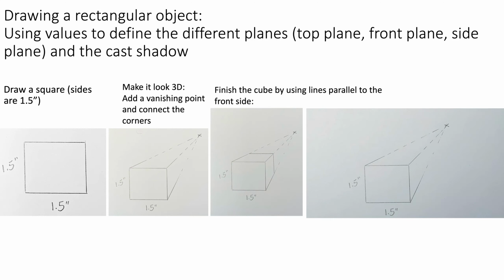Then we are going to make our cube look 3D. This is the second image. Draw a little X in the right top corner. This is going to be your vanishing point. With a ruler, connect each corner to the vanishing point.